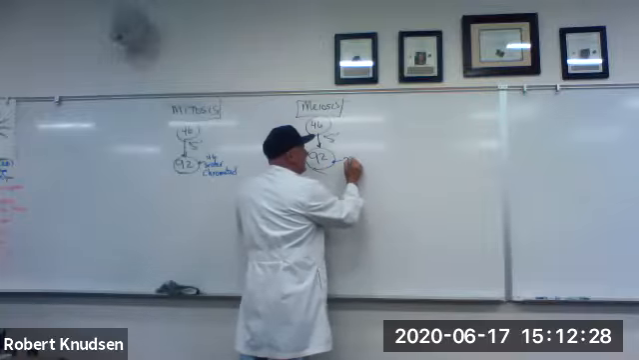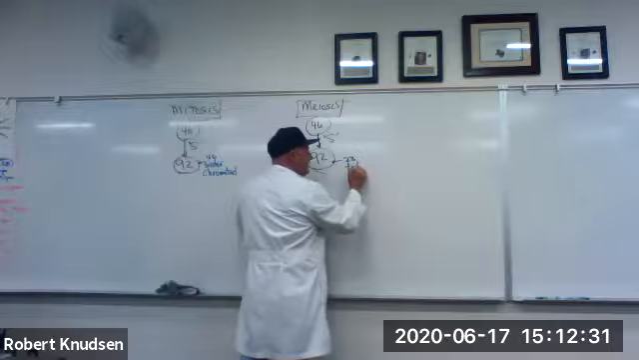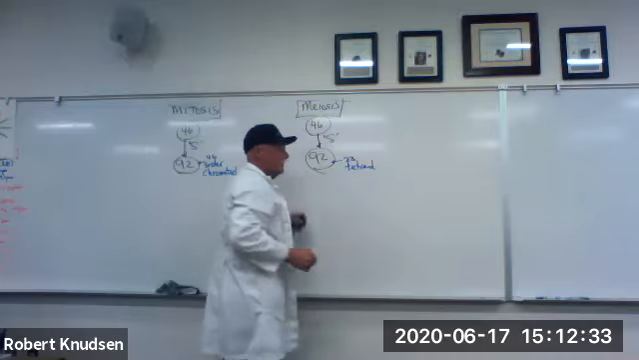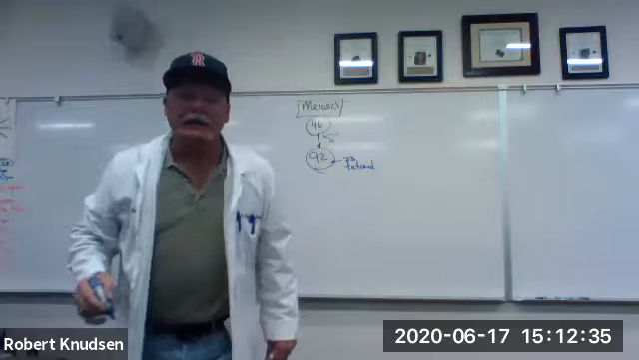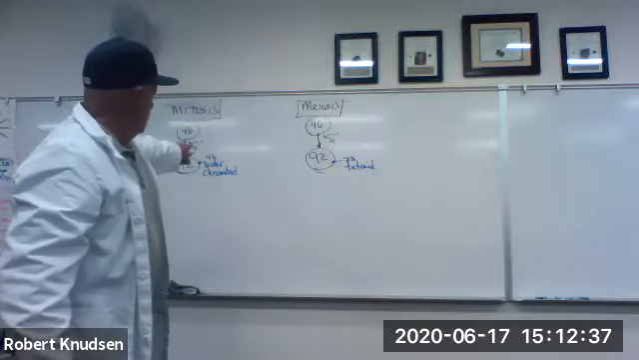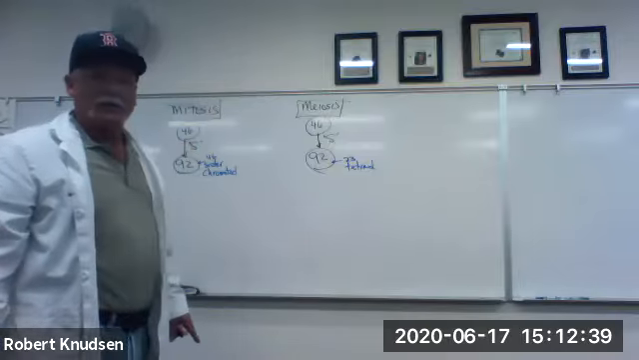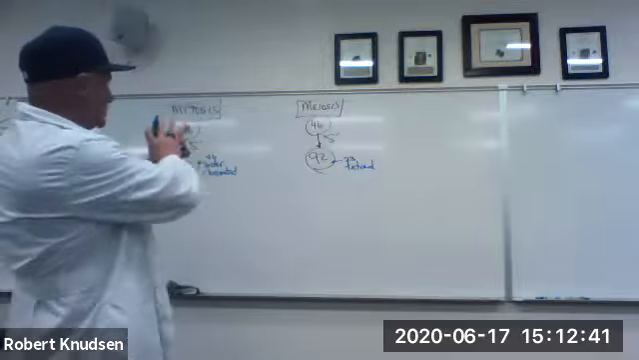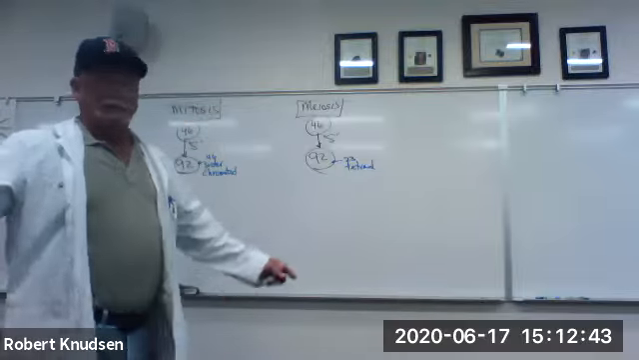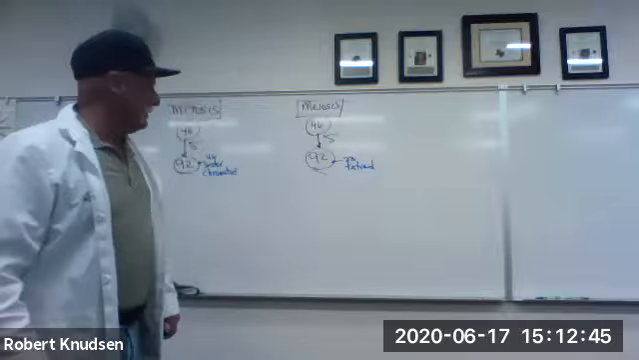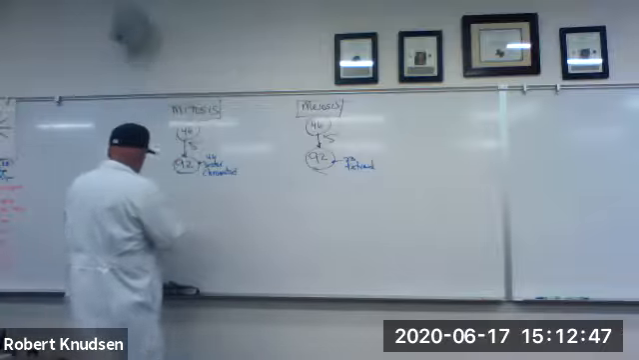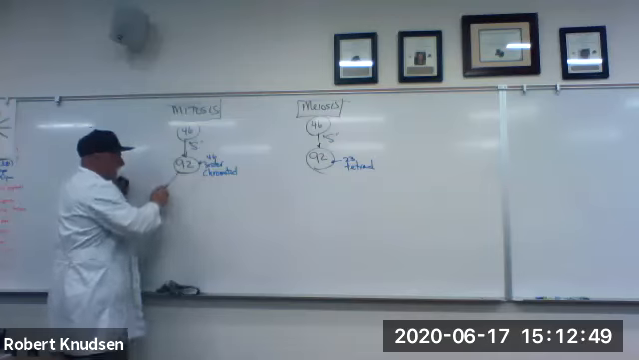Here, we have 23 tetrads. 4 times 23 is 92. 2 times 46, 92. Do you see it? So when you look at it mathematically, it looks like they're the same. But you know, inside the nucleus, they're not. Okay.